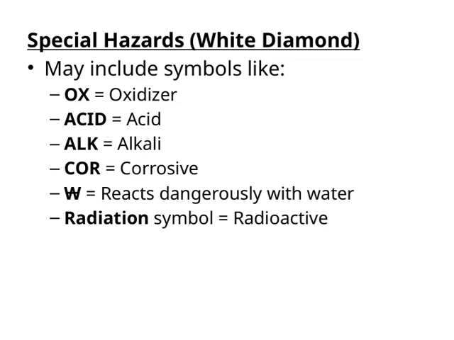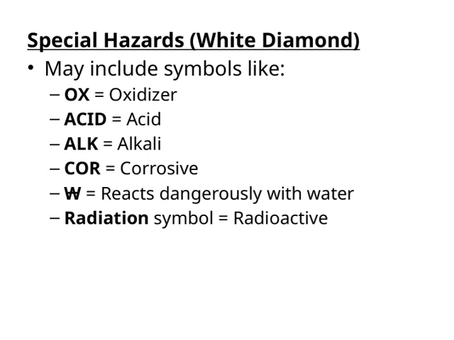All right, let's talk about the special hazards, which are indicated by the white diamond on the label. These symbols are really important because they quickly communicate the specific risks associated with a chemical. For example, you might see OX, which stands for oxidizer. These substances can cause or enhance combustion. Then there's ACID, meaning the chemical is an acid and can be corrosive or cause burns. ALK indicates an alkali, which is also corrosive and can be very reactive. COR stands for corrosive, warning us that the substance can damage skin, eyes, or other materials.